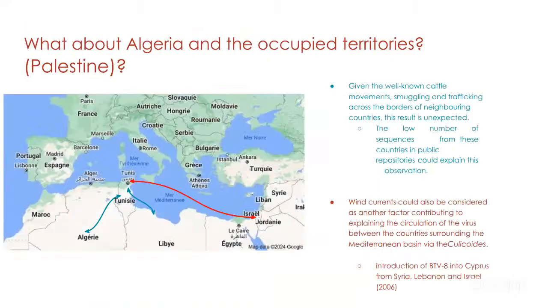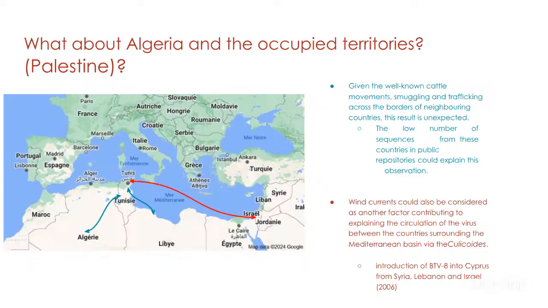This raised two questions. The first one is related to our neighborhood. We are a neighbor of Algeria and Libya, and we did not retrieve any transition from Tunisia to Algeria. This was really surprising for us, given that we all know there is cattle movement, smuggling and trafficking across the borders of neighboring countries. This result was really unexpected.